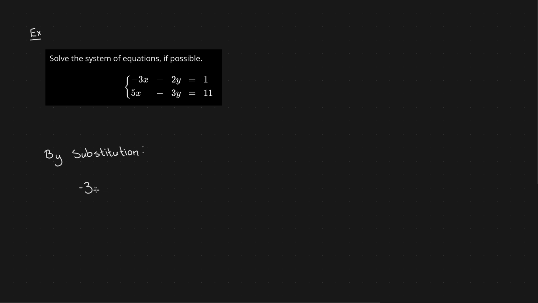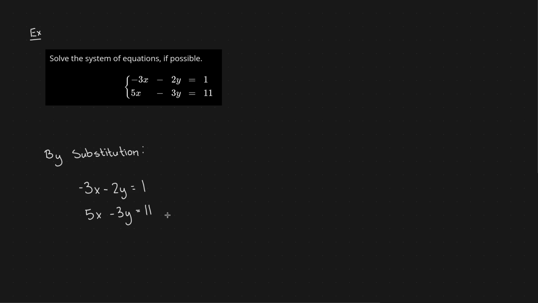So I'm going to start by just copying down my system. Now, to solve by substitution, what we want to do is solve for one of the variables in one of the equations, and then substitute that into the other equation. So I have some choices to make here. I have two equations, and in each one of those equations, I have two variables. I could solve for any variable in any equation.